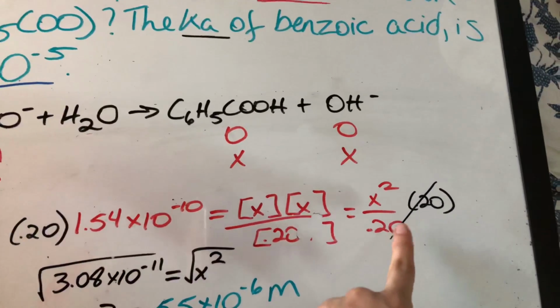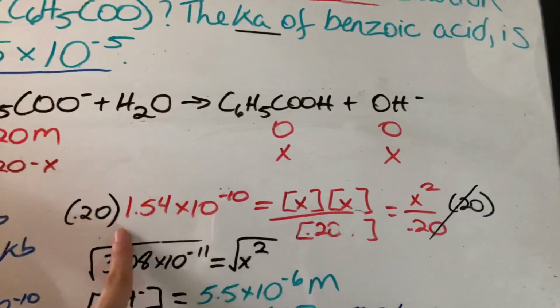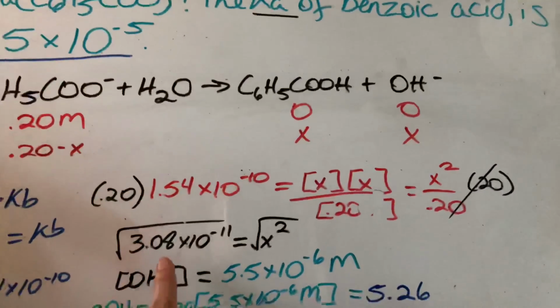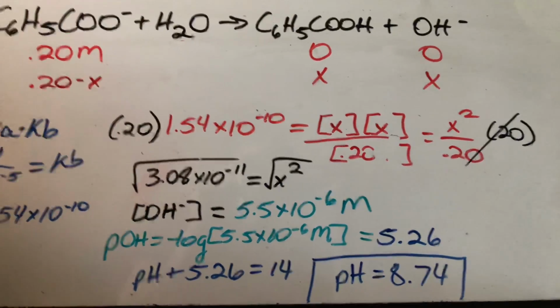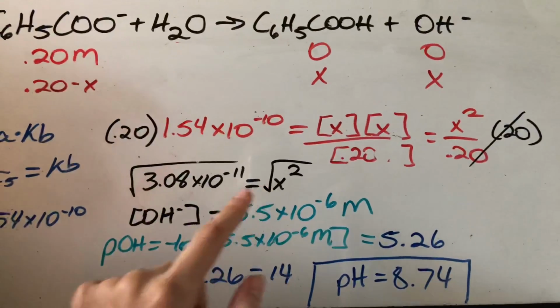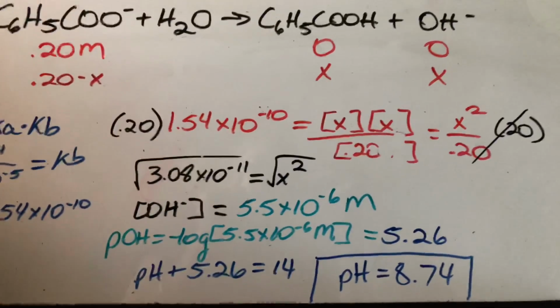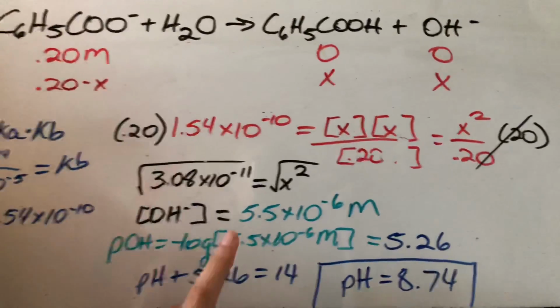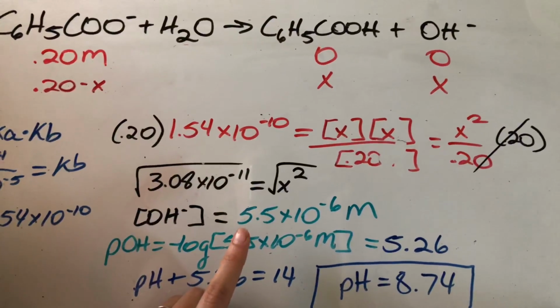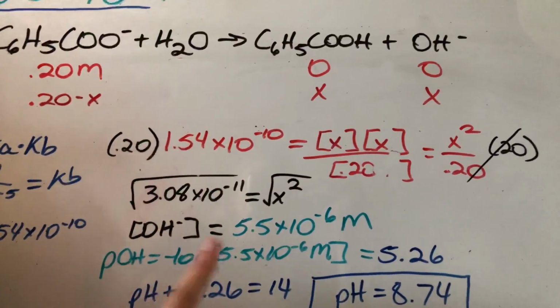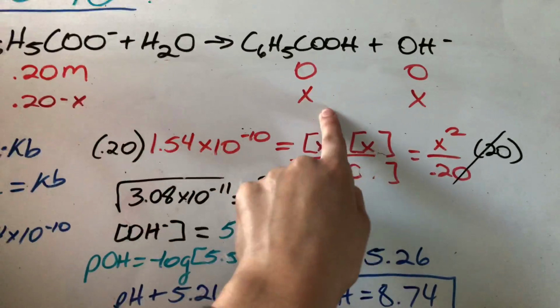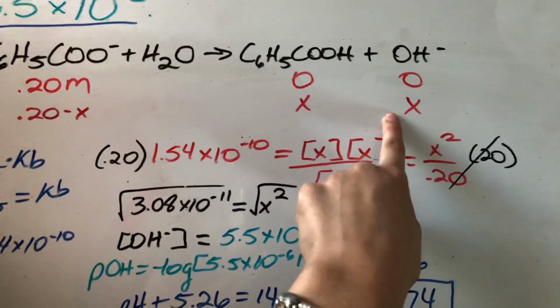We're going to multiply by 0.20, so this cancels out, and then 0.20 by this side, and that gives you 3.08 times 10 to the negative 11 equals X squared. You're going to take the square root to find X, and that gives you 5.5 times 10 to the negative 6 molar, and that's equal to the concentration of OH minus. So that X is equal to this and this, but we're looking for OH minus, so we're going to use it for that.